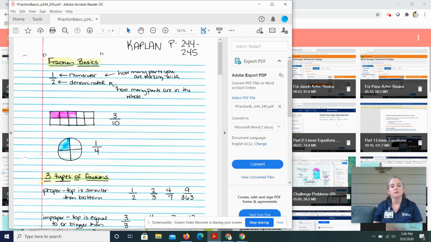So in a fraction, we have what we call a numerator and a denominator. The numerator is on top. It's how many parts you're working with. The denominator is on bottom. It's how many parts there are in the whole.